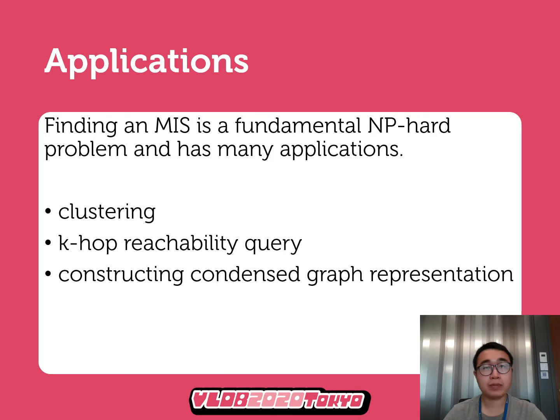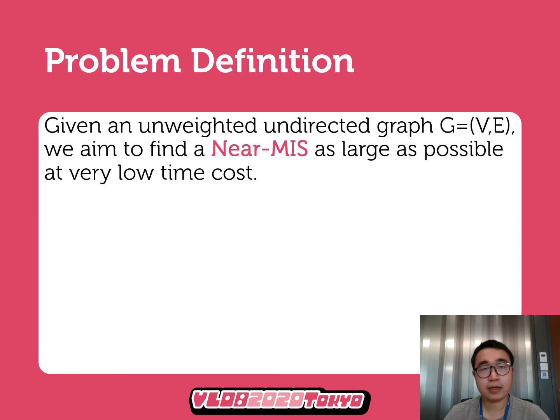As a fundamental NP-hard problem, the MIS computation has many applications, such as answering K-hop reachability queries. However, it's too time-consuming to mine an MIS in large networks, and it is usually unnecessary to find an exact solution. Therefore, it is reasonable to efficiently mine a near maximum one as well. In this paper, we aim to find a near maximum independent set as large as possible at very low time cost.